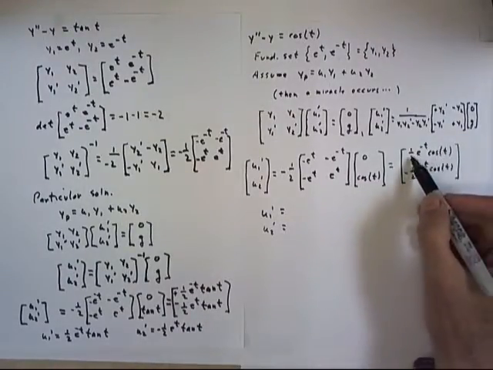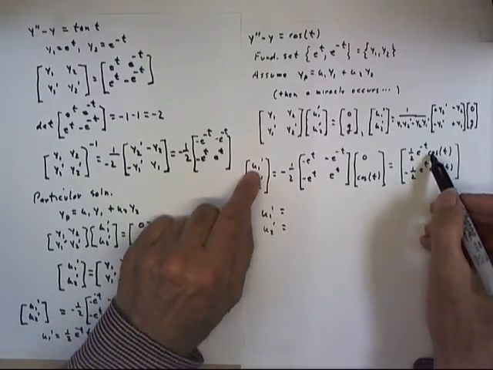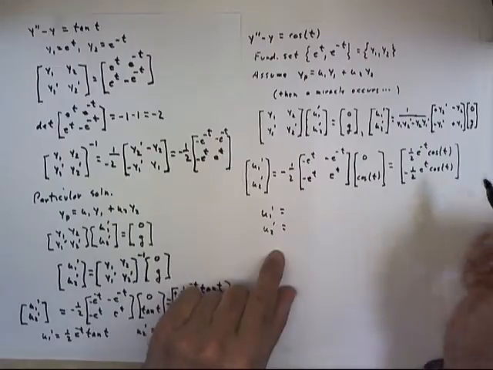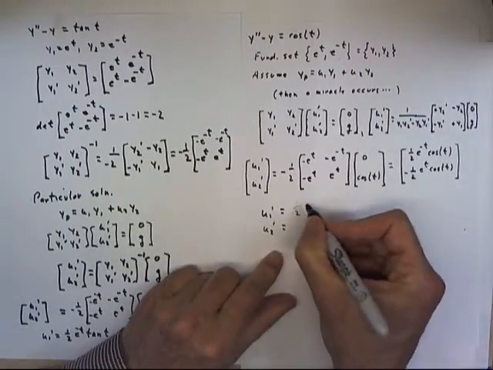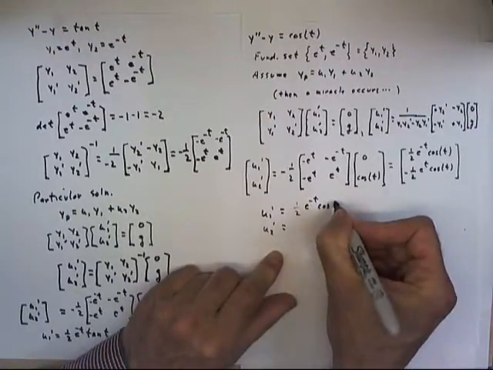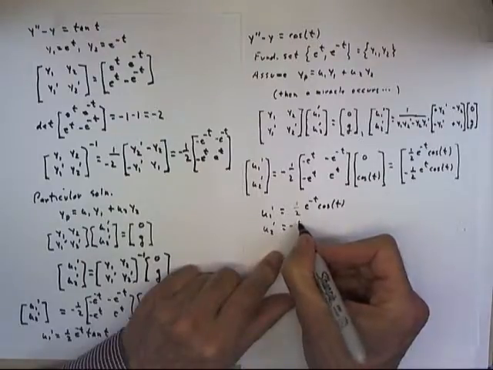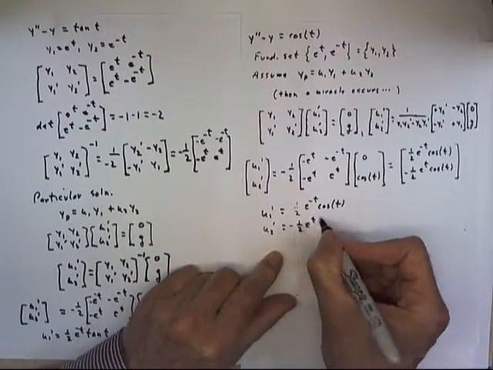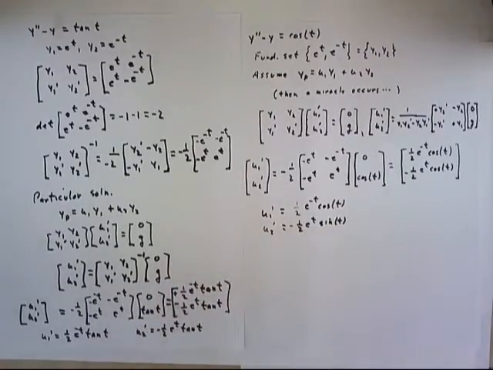Rather, we get the column matrix with these two functions, the first function being our u1 prime, the second function being our u2 prime. So applying the process, we end up with u1 prime equals e to the negative t cosine t, and u2 prime being negative 1/2 e to the t sine t.